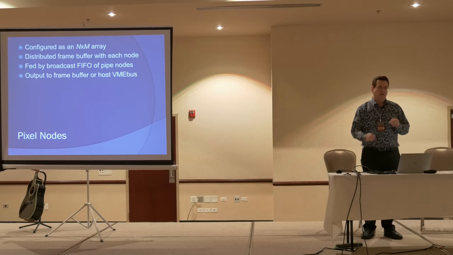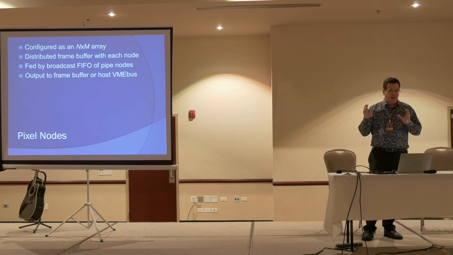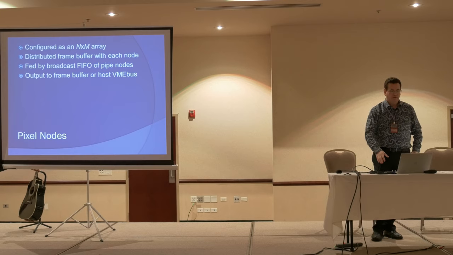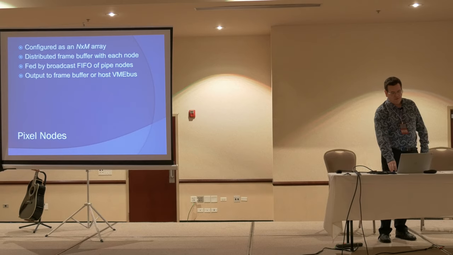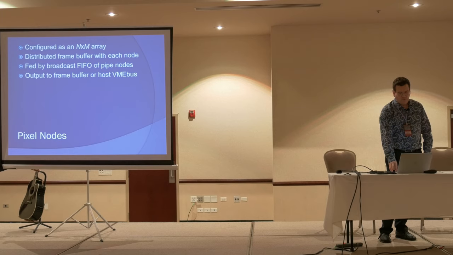The pixel nodes are configured as a two-dimensional array, and each node has a chunk of the frame buffer. They're fed by a single broadcast from the last stage of the serial nodes, the pipeline nodes. So when data comes out of your serial pipeline, there's a way to address a particular node in the parallel array, but it's more typical that it would be broadcast to the entire array. And the final output is either to the frame buffer or again back to the host via the VME bus.